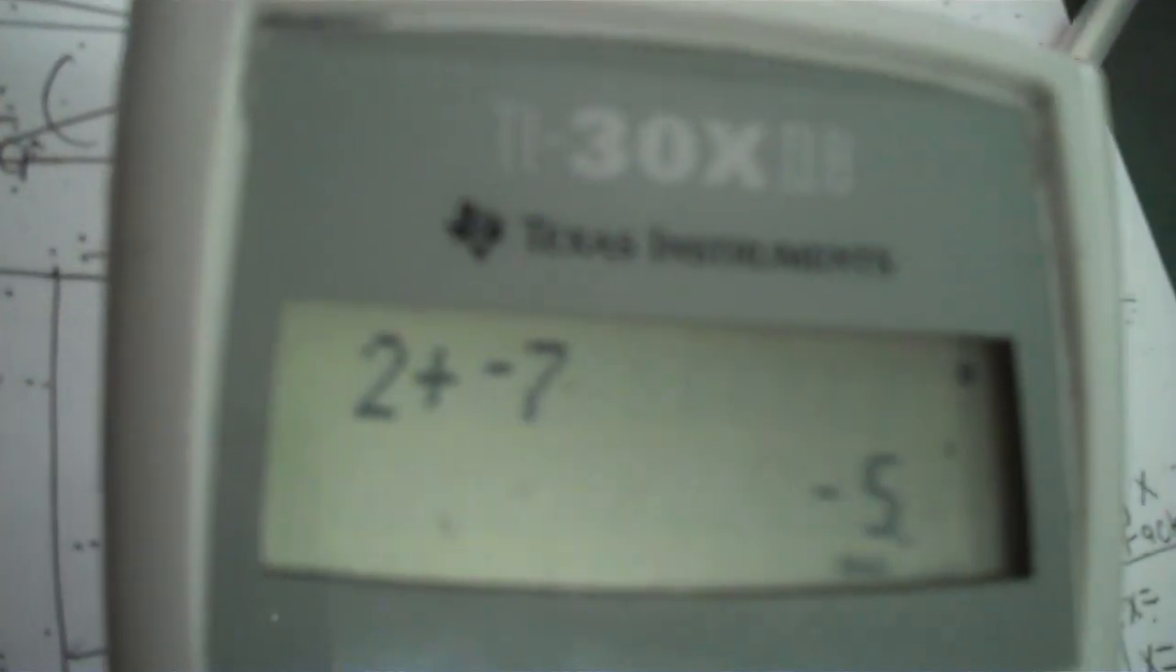After 1 comes 2. 2, 7. Add those. 2 plus negative 7. Okay, it's negative 5. Well, I have the right numbers, it's just the wrong sign. So if you have that problem, you just simply make it plus over here and negative over there.